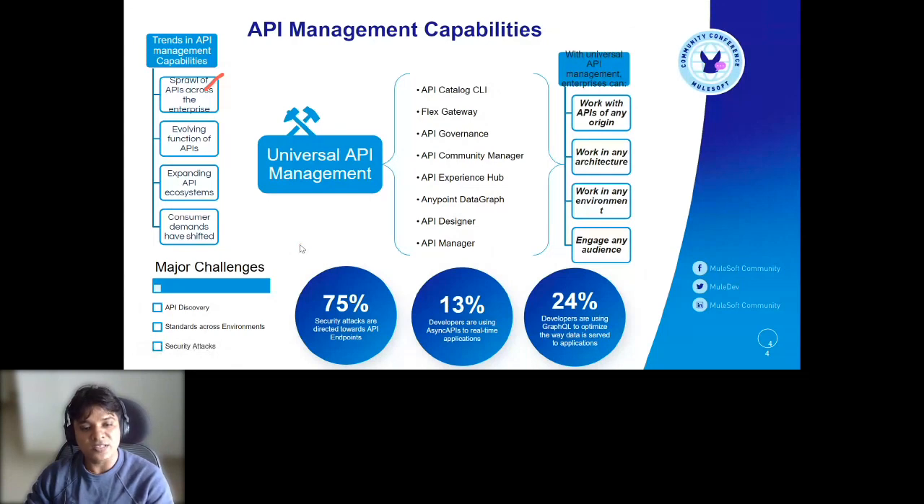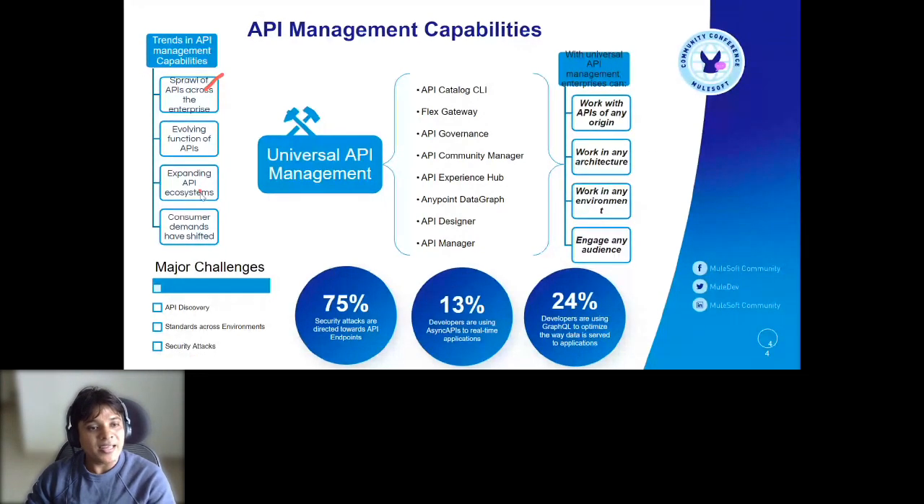If you look at the trend, 75% of security attacks are directed towards API endpoints. The second trend is the evolving function of APIs. For almost 20 years, REST API has been the standard on the web. Now all the paradigms are shifting slowly, and the standards are expanding beyond REST. Developers are adopting different types of APIs. According to a recent study, 13% of developers are using asynchronous APIs for real-time applications, and 24% of developers are using GraphQL to optimize the way data is served to applications.